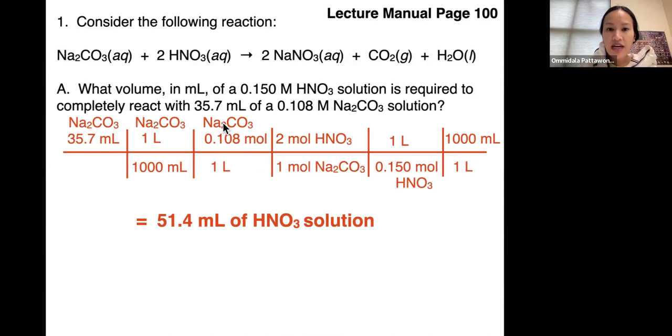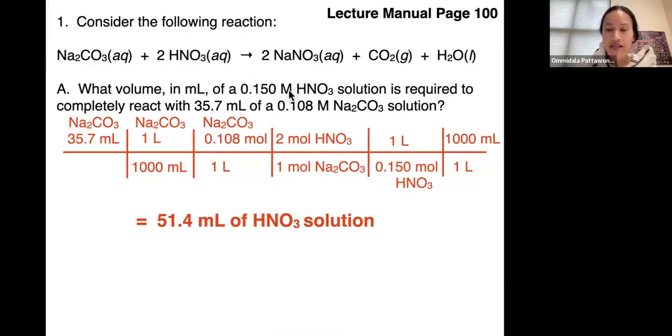So in this case, we need to use the connection, which is the mole to mole ratio. The mole to mole ratio will allow us to go from moles of sodium carbonate to moles of nitric acid. It comes from the balanced chemical equation, so it's 2 to 1. Once you know the moles of nitric acid, the concentration will allow us to go from mole to liter.